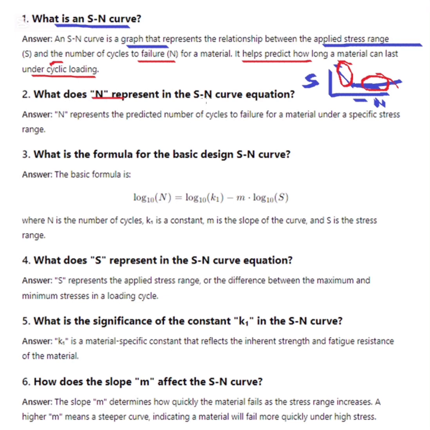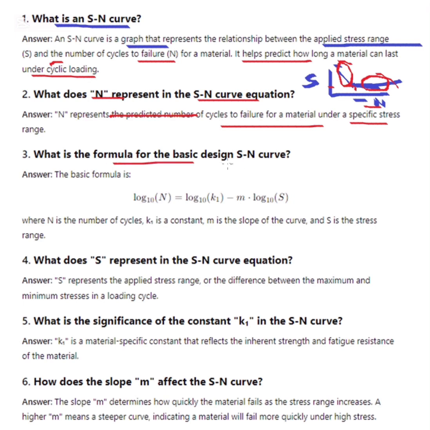So what does n represent in the SN curve equation? This n represents the predicted number of cycles to failure for a material under specific stress range. So under this specific range, how many number of cycles are required? Like that we can predict the number of cycles to failure for a material.